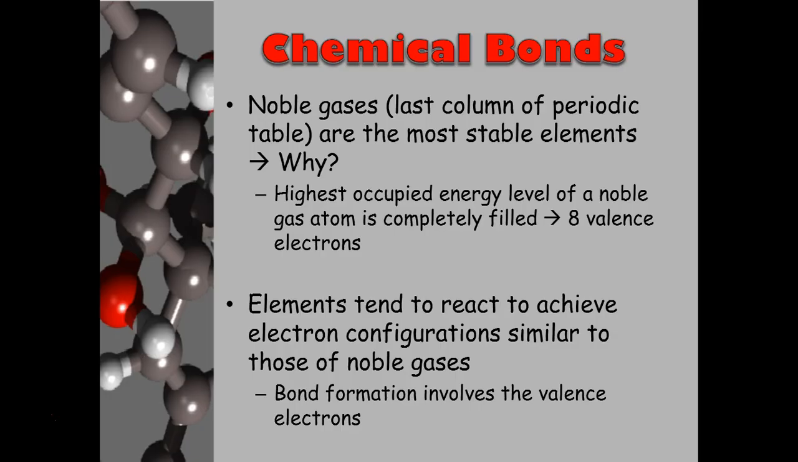Everybody else, however, is working to achieve that. They're trying to be like those noble gases. But the only way for them to actually get that full valence shell is to join up with other elements, with other atoms, and help each other out in filling that final shell.